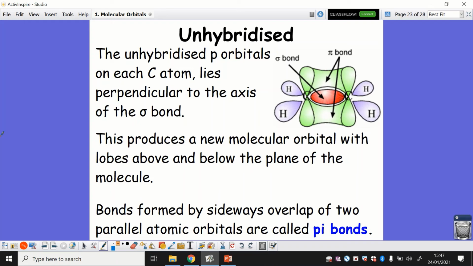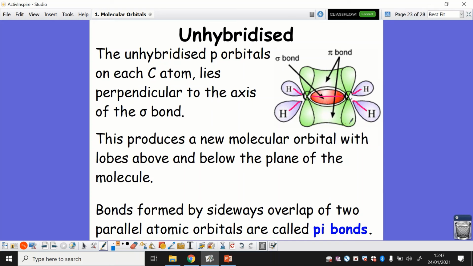Right, so let's go back to our example of ethene, okay? And let's look at this ethene molecule here and identify our sigma bonds. So we have 1 sigma bond between the 2 carbon atoms, and then 4 between the carbons and each of the hydrogen atoms. But we still have a carbon here with a p orbital that is unhybridized. And those unhybridized p orbitals lie perpendicular to the axis on which we find the sigma bonds.